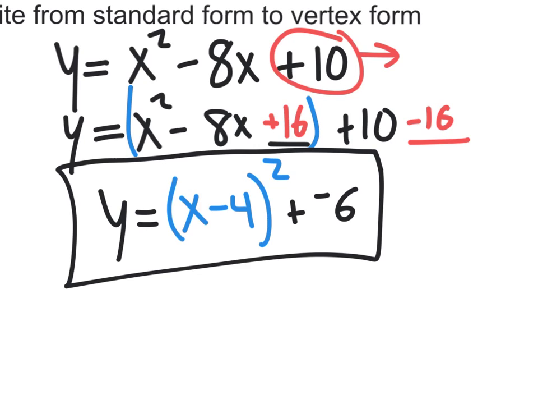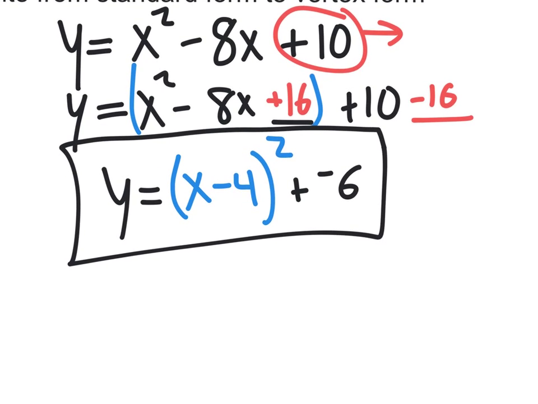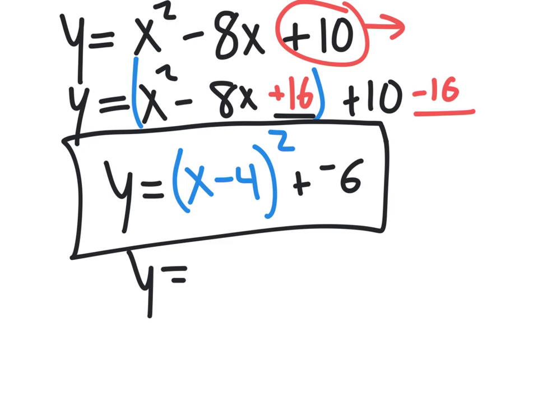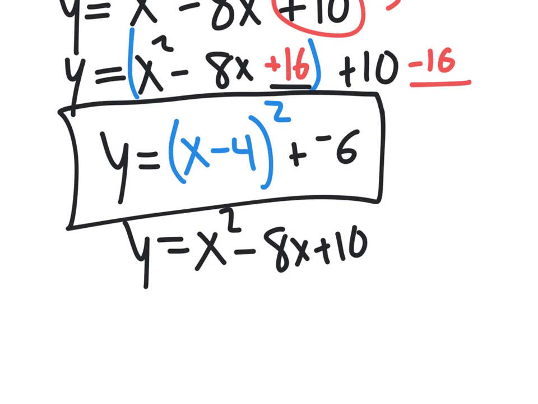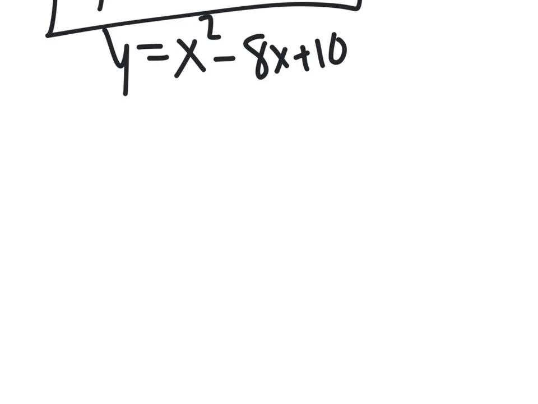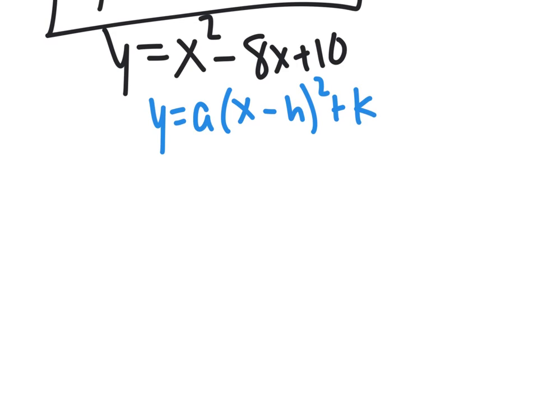Now, let's say you absolutely hate the completing the square method. Okay? Let me write down the same equation. y equals x squared minus 8x plus 10. Let's say you absolutely hate it, and you want to write it in vertex form because they're asking you to write it in vertex form. Well, if you know what vertex form is, y equals a parentheses x minus h squared plus k, which you should have memorized, by the way.